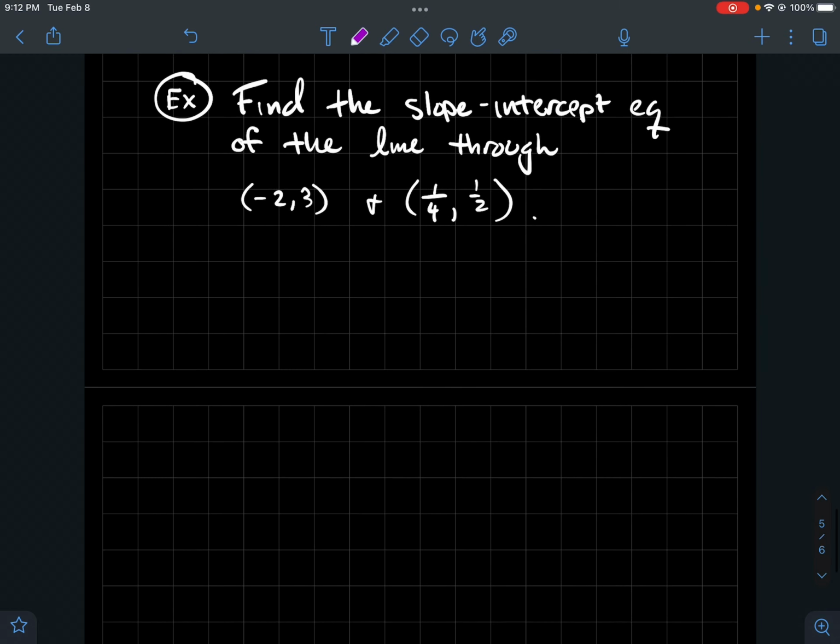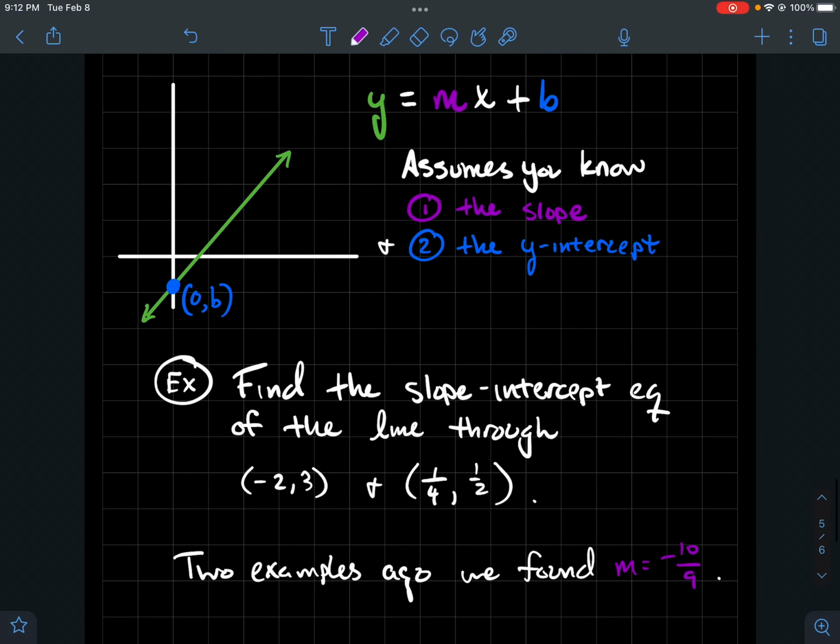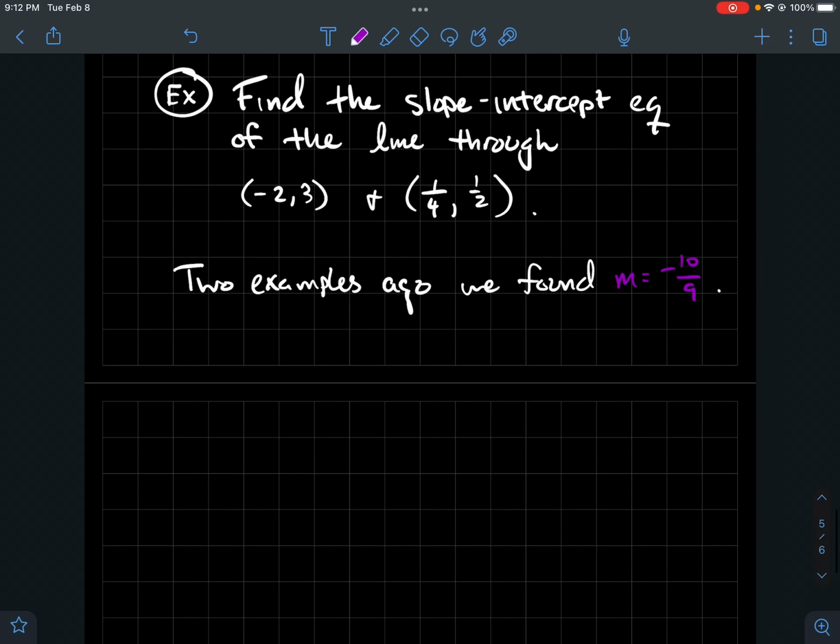So let's try to find the slope-intercept equation of the line through those 2 points that we've been playing with so far. And again, I picked this one because we've done a lot of the work already. We've already found what the slope is. It's -10/9. And now we want to get our final answer in the form y equals mx plus b. And for this, there's 2 ways to do it.